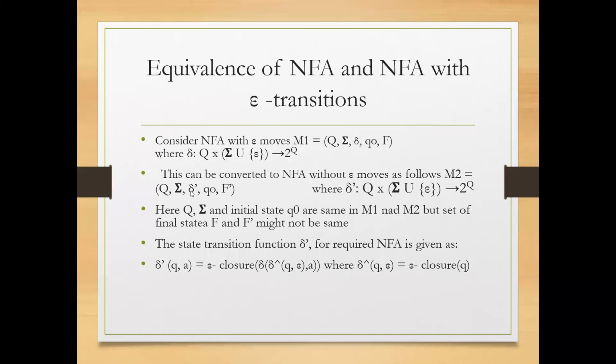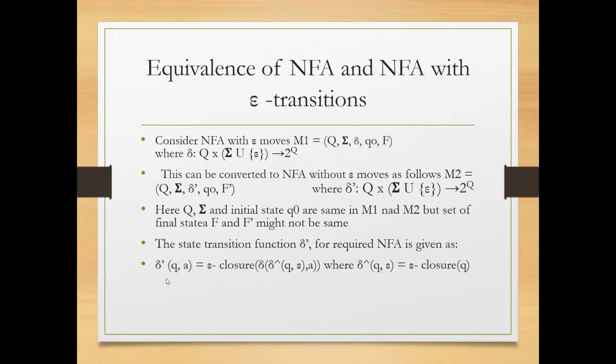Here delta dash of the NFA without epsilon moves will be different from the NFA with epsilon moves, and the set of final states can also vary, and that is the reason it is marked as delta dash and F dash. Okay, now how will you evaluate the delta dash of the resultant NFA?